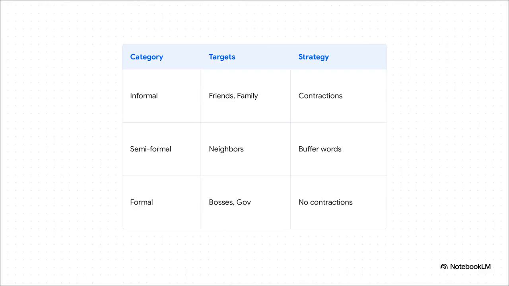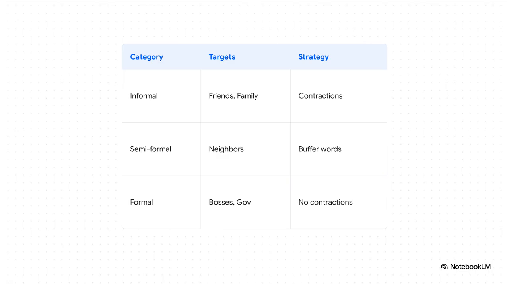This breakdown brilliantly illustrates the full spectrum. Just notice the strict shift as we move across the different levels. In the middle, we have the semi-formal acquaintance circle, people like neighbors or local community organizers. Here, you're friendly, but you don't cross the line. You use polite buffer words to maintain a bit of social distance.